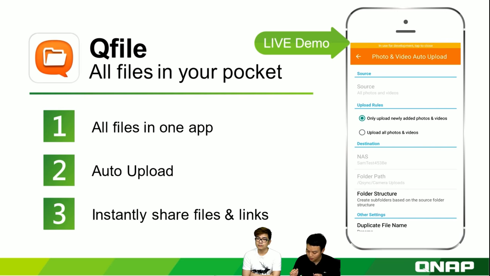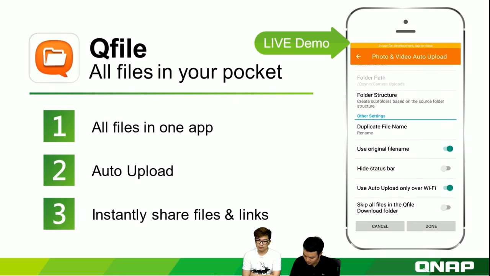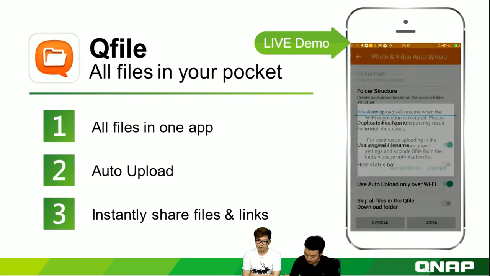The first one says only upload newly added photos and videos, which means if you choose this one, after the setting is done, nothing would really happen if you are not taking new photos. But if you use the second one, it means everything that is already in your phone will be uploaded. This is something we want to do right now. Okay, so we choose this and use Wi-Fi to protect my data plan, original file name. Cool. And we click done.